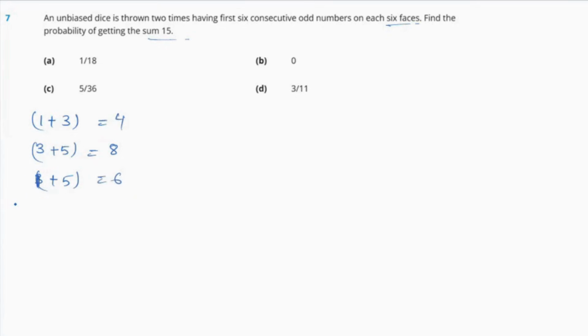Basically, if we add two odd numbers together, every time the sum we are going to get is an even number. It is not at all possible to add two odd numbers together and get an odd sum. So when things are not possible, the probability of those things is zero.